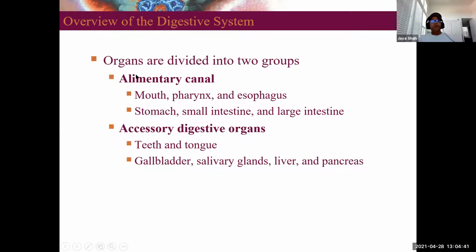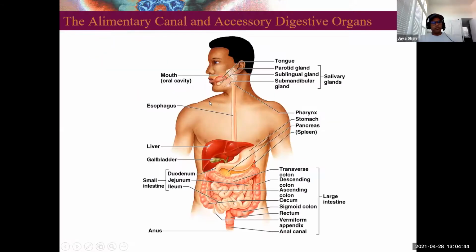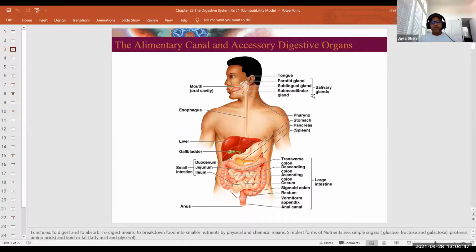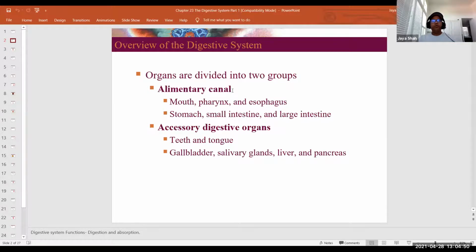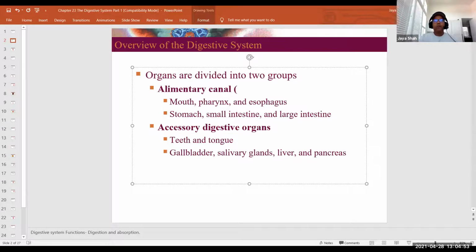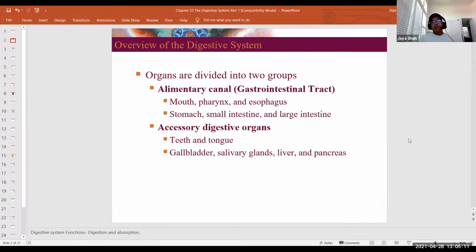The first is the alimentary canal, which is also called the gastrointestinal tract, or sometimes we call it in short the GI tract. Okay. So the GI tract is the tube from mouth to anus. So what are those? Mouth, pharynx, esophagus, stomach, small intestine, and large intestine. The anus and other parts are the continuation of the large intestine.